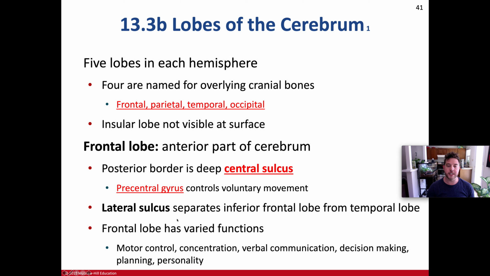The lateral sulcus separates the inferior frontal lobe from the temporal lobe. So this is saying that the posterior border is the deep central sulcus, so go all the way back to the central sulcus, and then it will go as far down as that lateral sulcus, and then you're in your temporal lobe. The frontal lobe has varied functions: motor control, concentration, verbal communication, decision-making, planning, and personality.